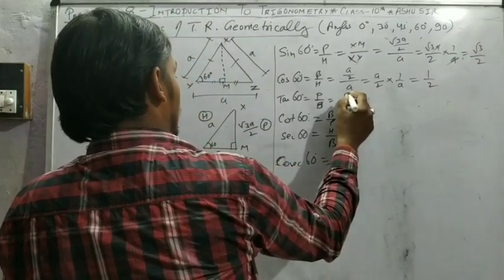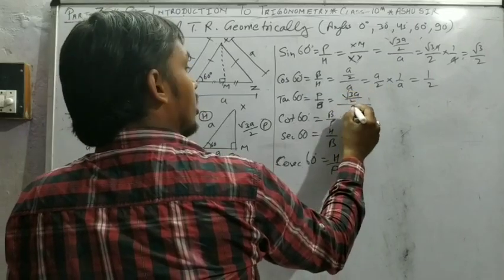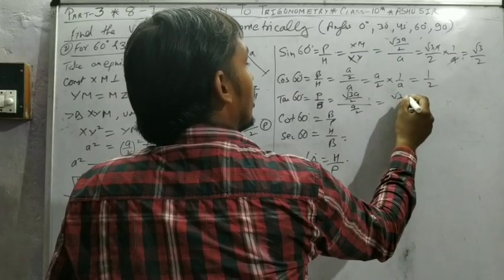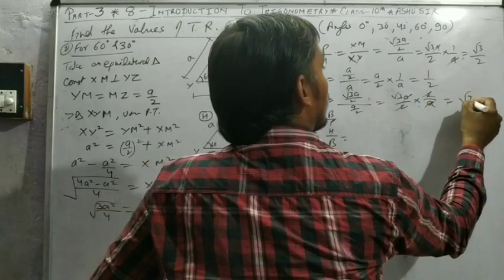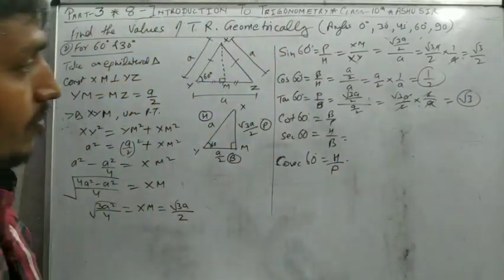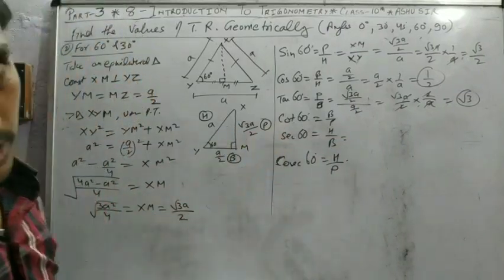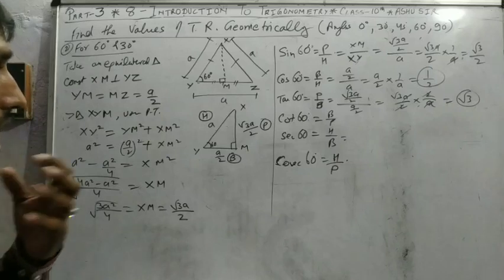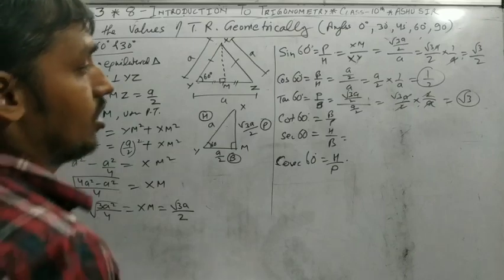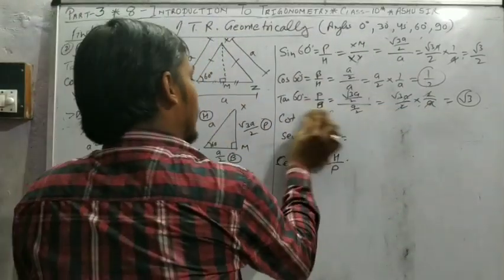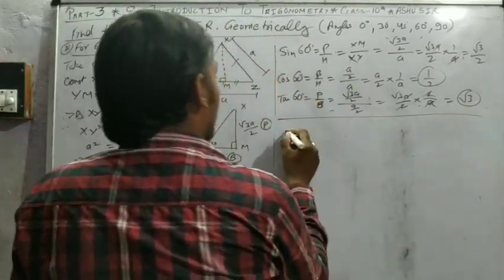Perpendicular upon base: root 3 a by 2 upon a by 2, root 3 a by 2 into 2 by a, 2 cancel, a cancel, root 3. Same, you can take the reciprocal of these three, so you can get cot, sec and cosec. Okay, so that is for 60. If you want to find for 30 degree, we can draw here. You can also find the next three.